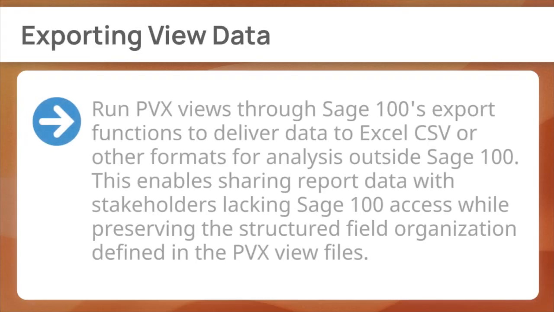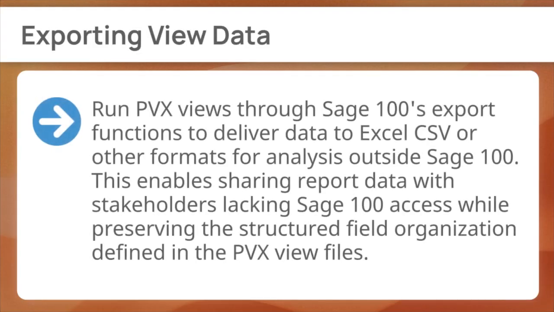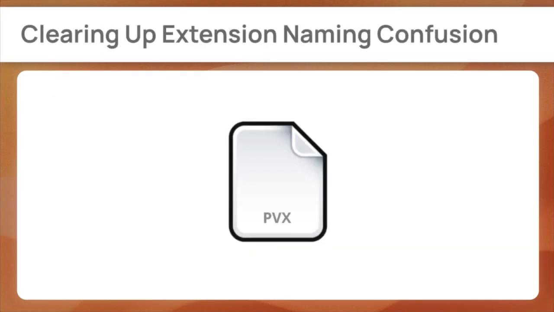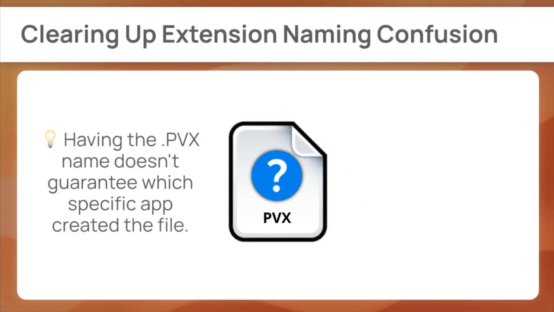Finally, exporting view data. Run PVX views through Sage 100's export functions to deliver data to Excel, CSV, or other formats for analysis outside Sage 100. This enables sharing report data with stakeholders lacking Sage 100 access while preserving the structured field organization defined in the PVX view files.